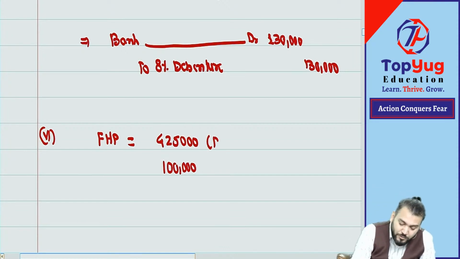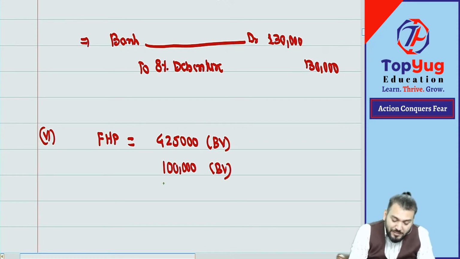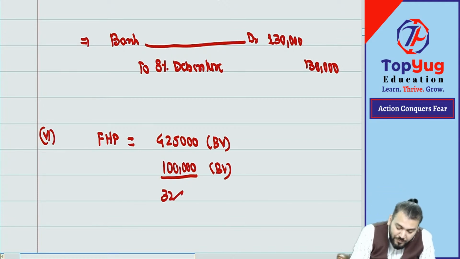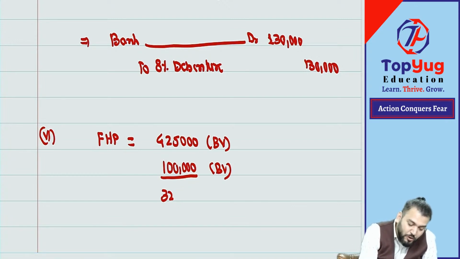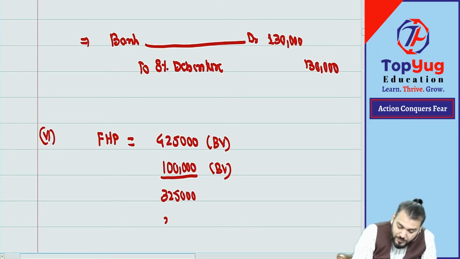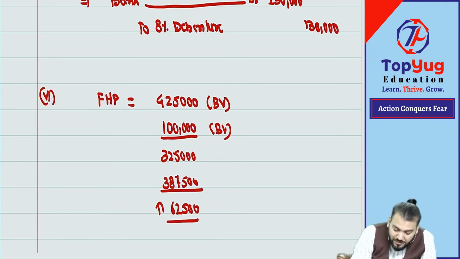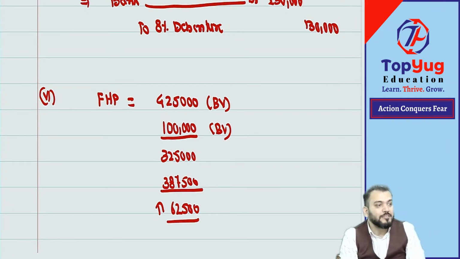Because this is book value, you will also deduct book value only, right? Correct. So what is the remaining freehold property? It is 3,25,000, and it was revalued at what? 3,87,500. It means how much increase? 62,500 increase. So this is gain, and the gain will be transferred to what?